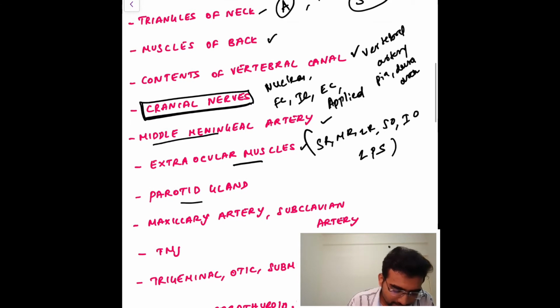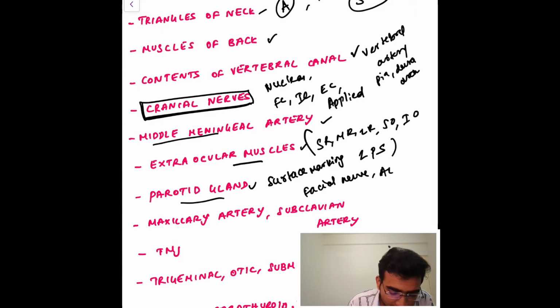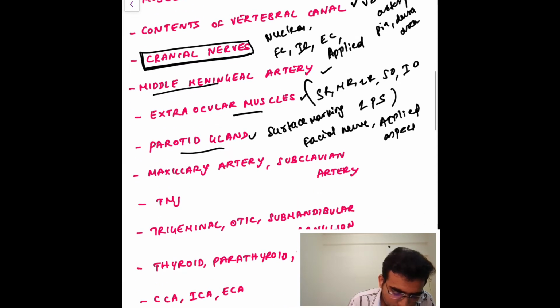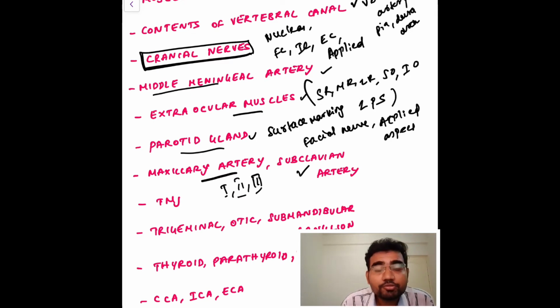And the parotid gland is one of the most important glands pertaining to our field, because for the parotid gland you have to learn about the surface markings and the structures passing through it, as well as the facial nerve, and also the applied aspect of it. And the next one is the very important maxillary artery, the first, second and third branches, and also the subclavian artery.